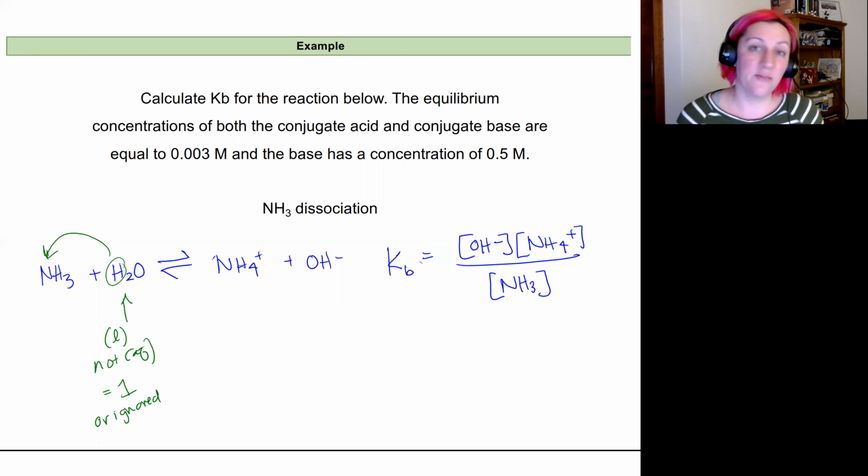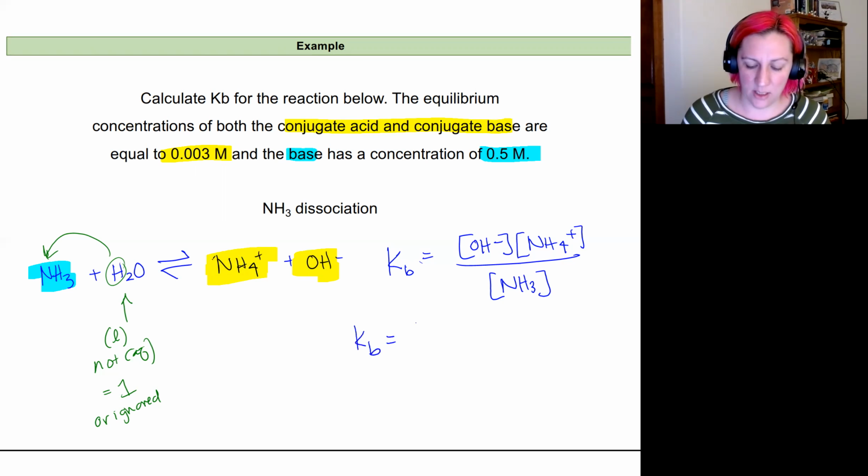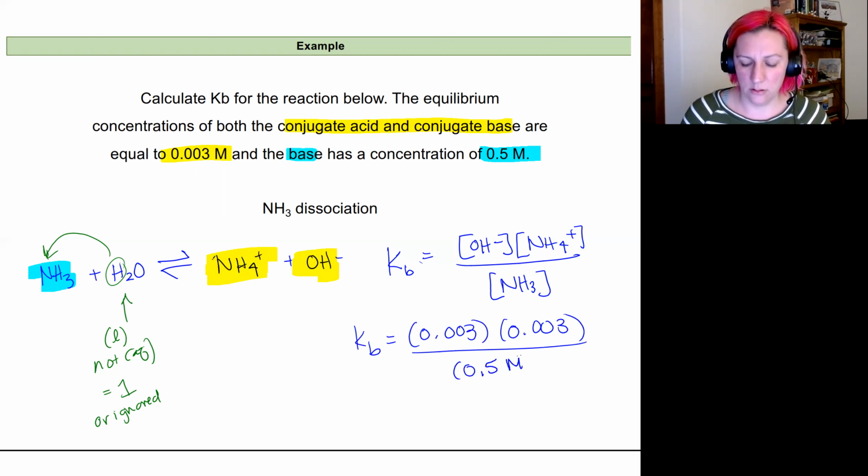So let's go ahead and plug in the values that are given to us. Again, we have 0.003 for the conjugate acid and the hydroxide. And we have 0.5 for the base. So our base is NH3, and our conjugate acid and hydroxide are the products of this base dissociation reaction, NH4+ and OH-. So that means our Kb is going to be equal to 0.003 times 0.003 molar divided by 0.5 molar, which will give me a value of 1.8 times 10 to the negative fifth. So that's my Kb value.